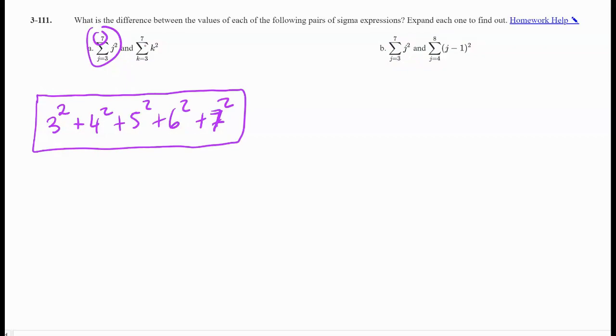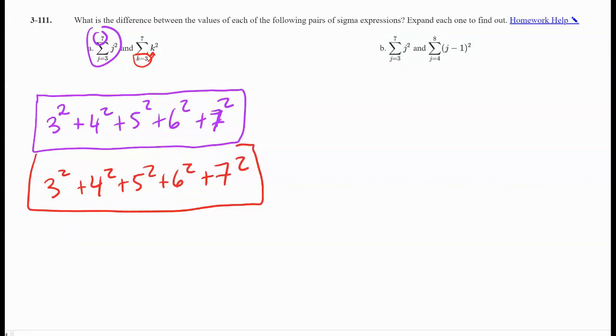Now, the second one here, I'm using k. I'm starting with 3. So 3 squared, and I am going to the top number, which is 7. You should notice after we do expanded form that these two sigma expressions are the same. Yes, they look different because we use different letters, but if I were to calculate the sum, they would be the same.